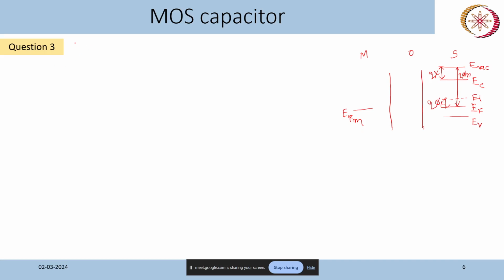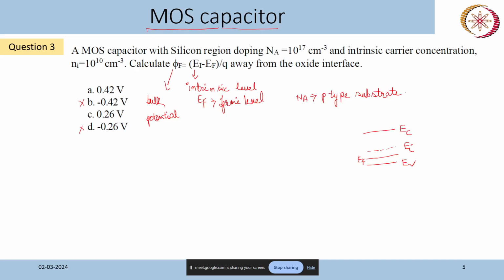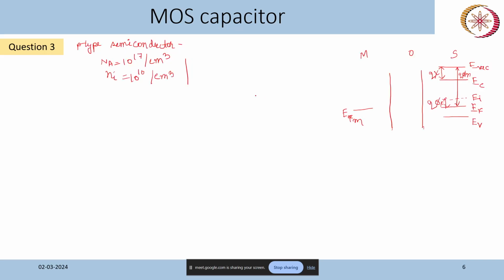As I mentioned, we can use the concepts of semiconductors. So for a p-type semiconductor, Na is given as 10 to the power 17 per centimeter cube, and ni is 10 to the power 10 per centimeter cube. Since nothing is given here about temperature, let's consider room temperature, so kT will be 26 milli-electron volt.